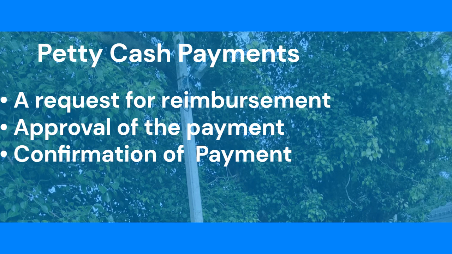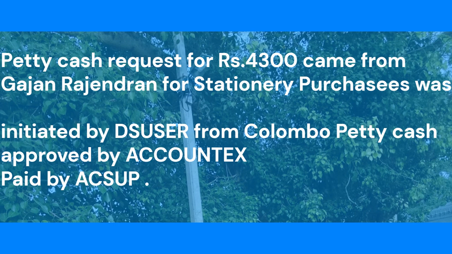Approval of the payment. Validity of the expense needs to be approved by a signed person in the system. Confirmation of the payment. This has to be done on the system by the cashier. Petty cash request for 4,300 rupees from Gajan Rajendran for stationery purchase was initiated by DS user from Colombo Petty Cash. It was approved by account EX. It was paid by AC Sup.